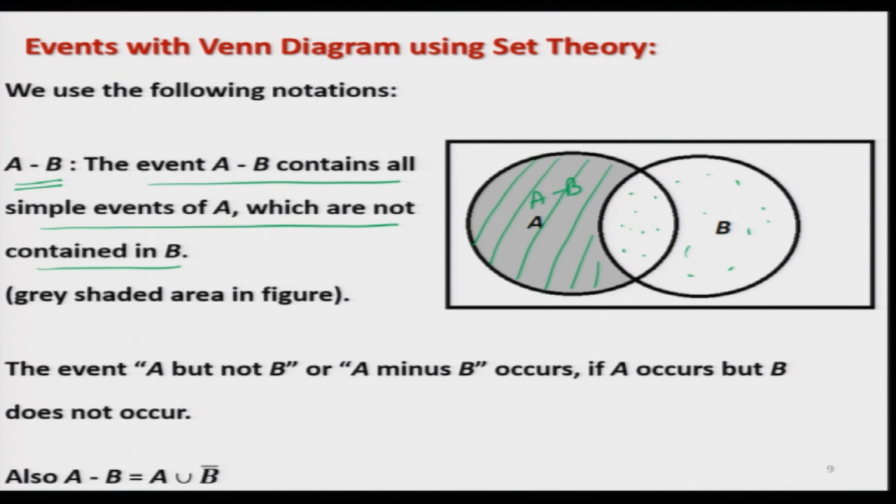Right. So this event A minus B, or A but not B, occurs if A occurs but B does not occur. And if you try to represent this phenomenon using the set theory, then it can be represented like this: A minus B is equal to A intersection B complement. Right. Well, that is clear from the Venn diagram also, and I am sure that you have done this in your earlier classes also.